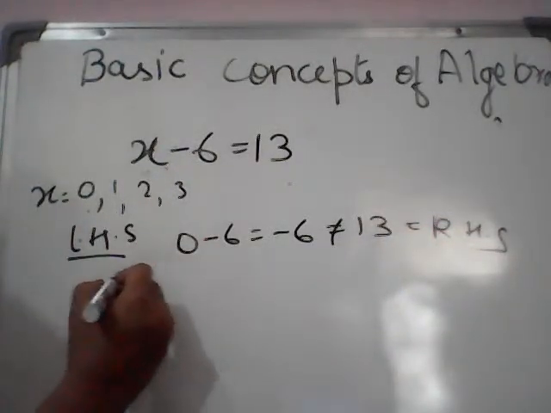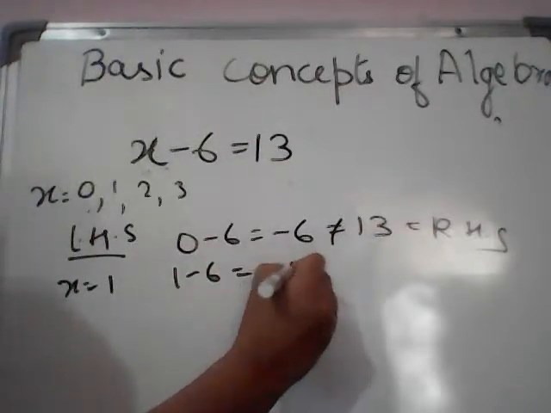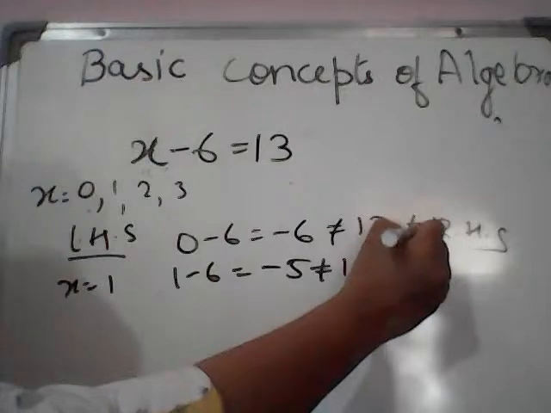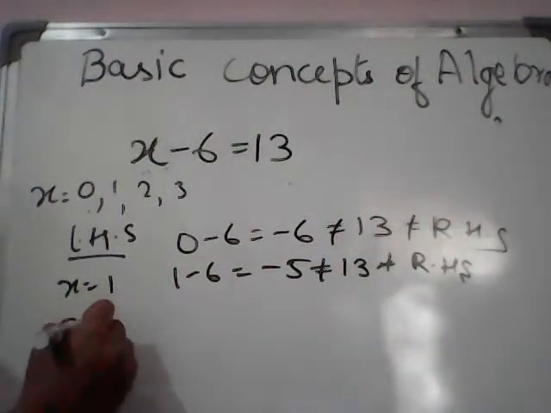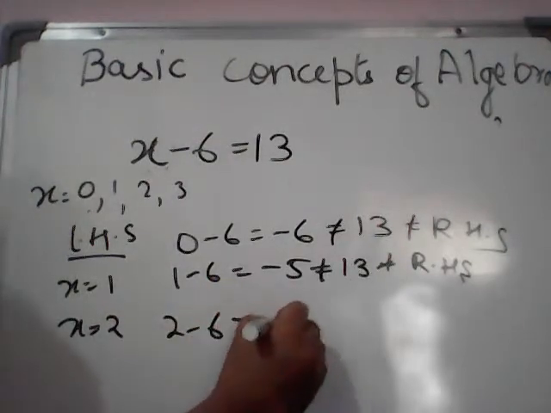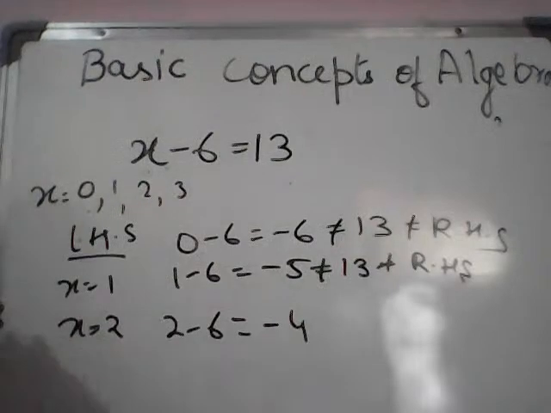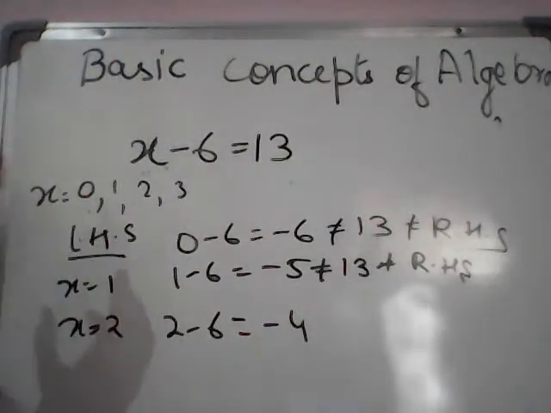Again, we'll take x is equal to 1. 1 minus 6 is minus 5. Again, it is not equal to 13, which is not equal to right hand side. Now taking 2, 2 minus 6 is equal to minus 4, which is again not equal to 13. We'll keep on doing it till we get 13. This is the trial and error method, finding a root by trial and error method.